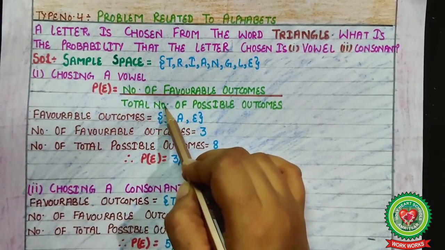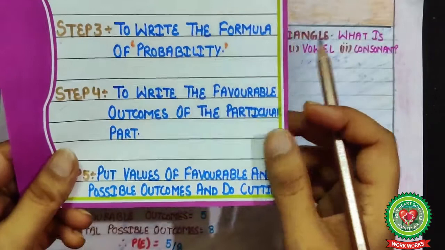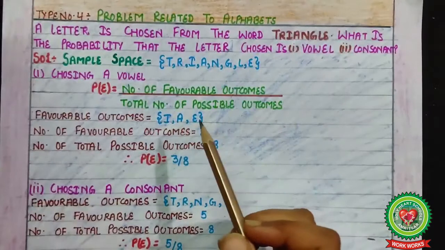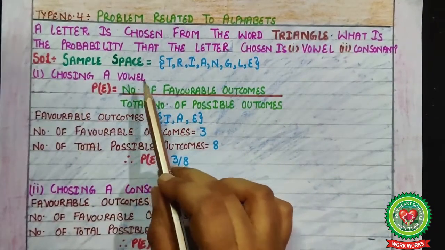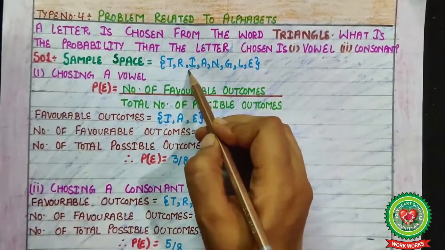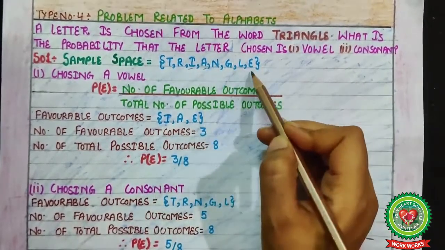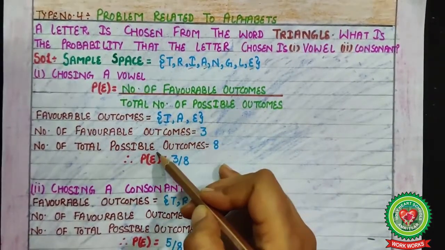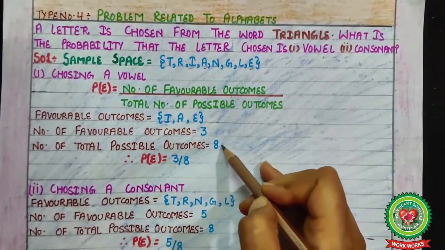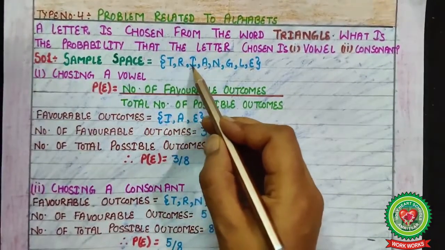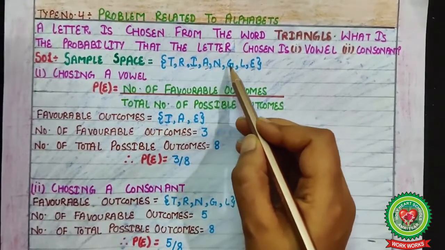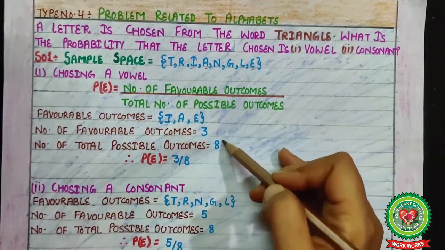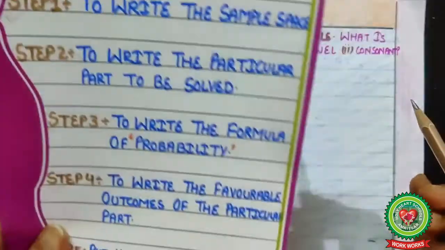Now what is the next step? The next step is to write the favorable outcomes of the particular part. Now the favorable outcomes of this first part are the vowels, that are I, A, and E. So these are the 3 favorable outcomes, and the number of total possible outcomes are 1, 2, 3, 4, 5, 6, 7, 8. So therefore the number of total possible outcomes is equal to 8.